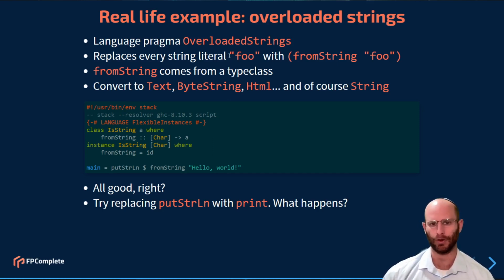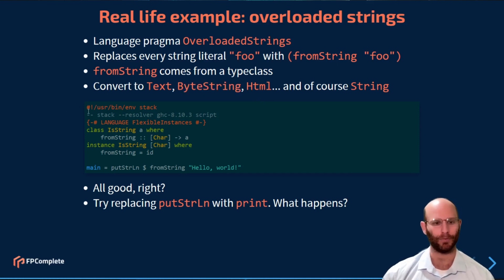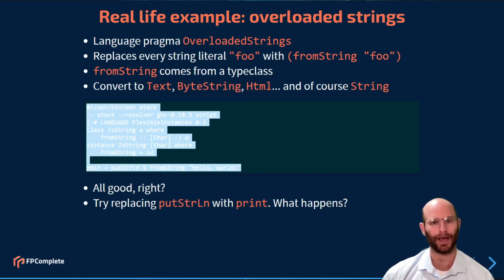OverloadedStrings essentially replaces every string literal in your code, like "foo", with fromString "foo". And fromString comes from the type class IsString. This is used in many places to let you automatically convert a string literal into a Text, into a ByteString, HTML if you're dealing with something like Blaze HTML or Lucid, and of course, converting a string into itself, or not converting it at all. This is a great language extension to use because it encourages you to do the right thing and not use a String all over the place because, as we'll cover elsewhere, strings are not a great data type to be using in general. All right, let's go ahead and look at this code.